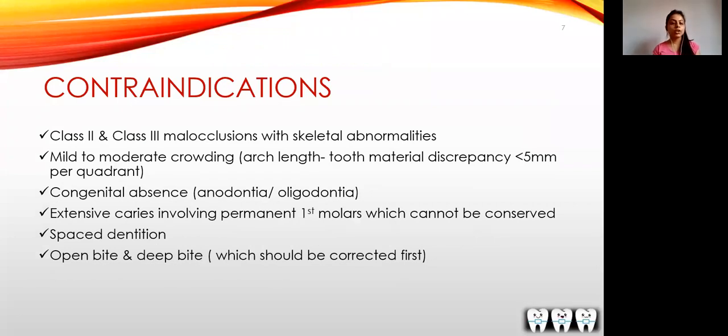Now let's talk about the contraindications of serial extraction. It is contraindicated in case of class 2 and class 3 malocclusion, where we see skeletal abnormalities. If there is mild to moderate crowding, that is arch length tooth material discrepancy of less than 5 millimeter per quadrant. It is contraindicated in case of congenital absence of teeth, and in case of extensive caries involving permanent first molar, which cannot be conserved, so eventually it will lead to the exfoliation of the molars, which will create space. Next contraindication is spaced dentition, and next is open bite and deep bite, which should be corrected first.